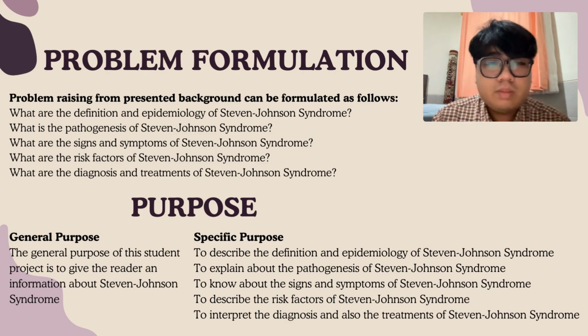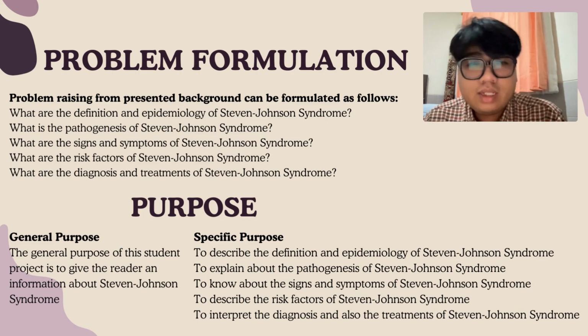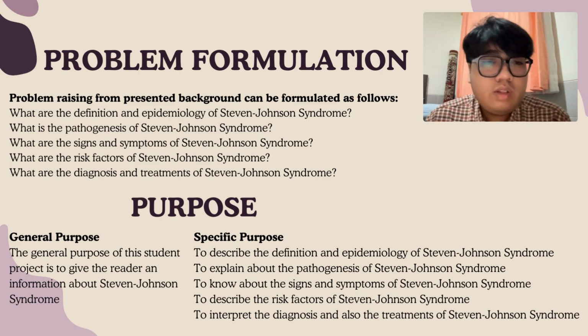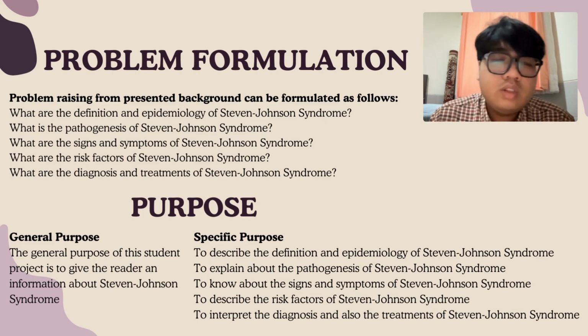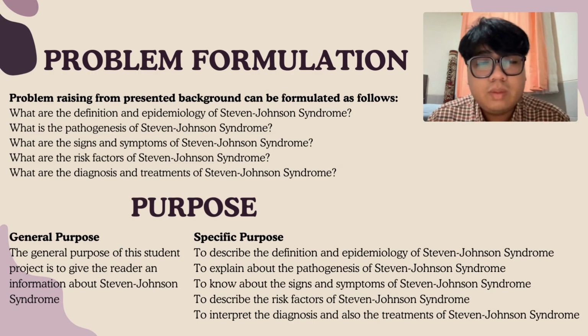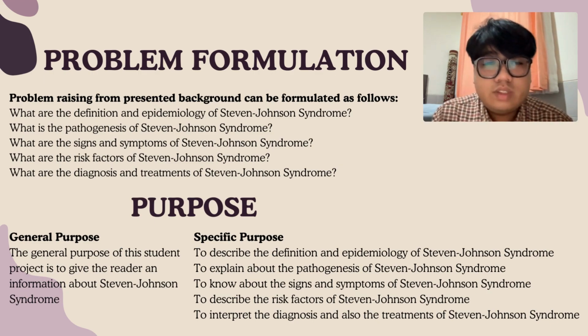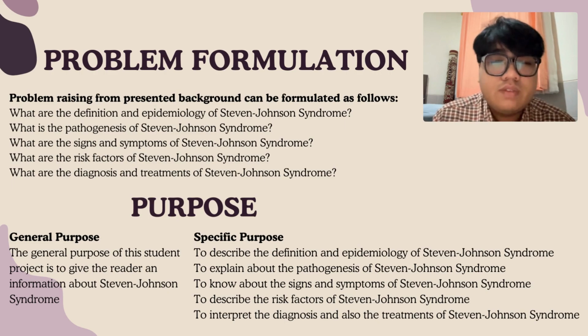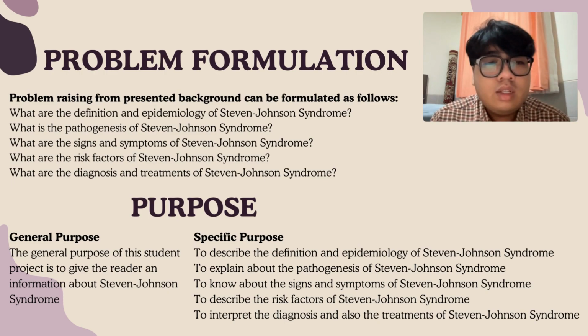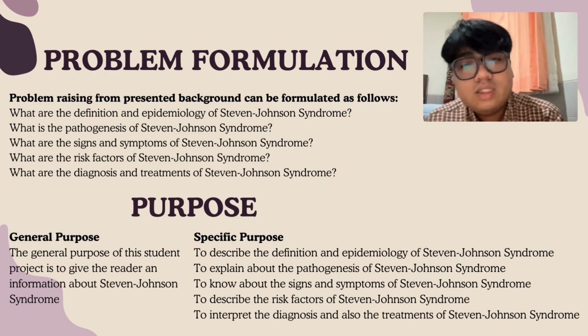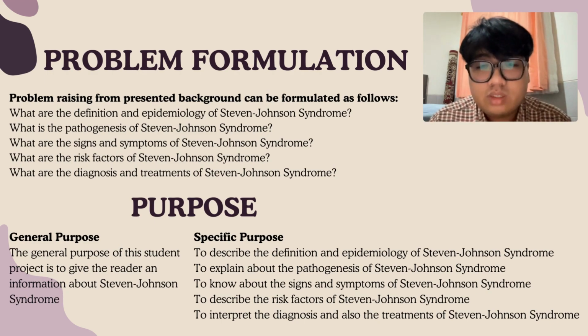So the problems raised from the presented background can be formulated as follows. The first one, what are the definition and epidemiology of Stevens-Johnson syndrome? What is the pathogenesis of Stevens-Johnson syndrome? What are the signs and symptoms of Stevens-Johnson syndrome? What are the risk factors of Stevens-Johnson syndrome? And the last one is, what are the diagnosis and treatments of Stevens-Johnson syndrome?